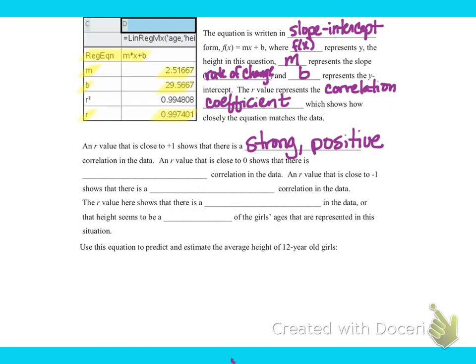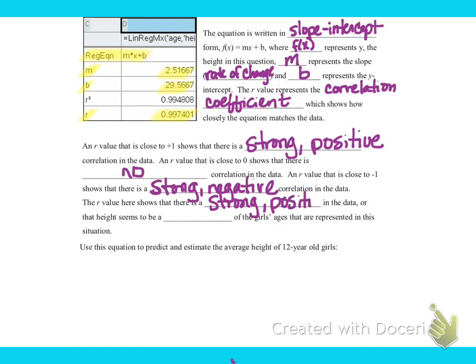So an r value that is close to +1 shows that there is a strong positive correlation to the data. An r value that is close to 0 shows that there is no correlation in the data. And an r value that is close to -1 shows that there is a strong negative correlation in the data.